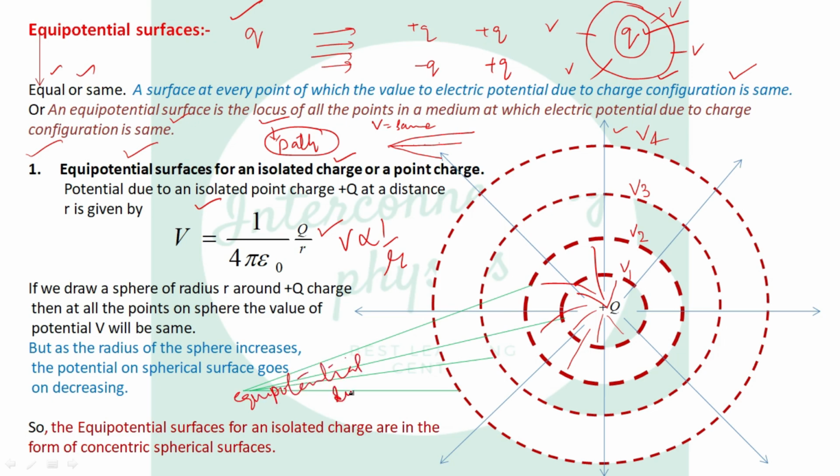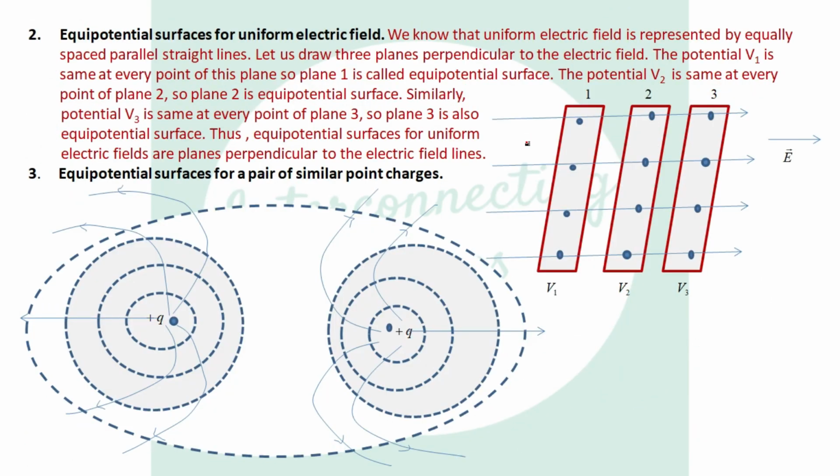Equipotential surface. Here the equipotential surfaces for an isolated charge are in the form of concentric spherical surfaces. It means if we are given some source charge, some point charge, then the equipotential surfaces for that charge will be in the form of concentric spherical surfaces.